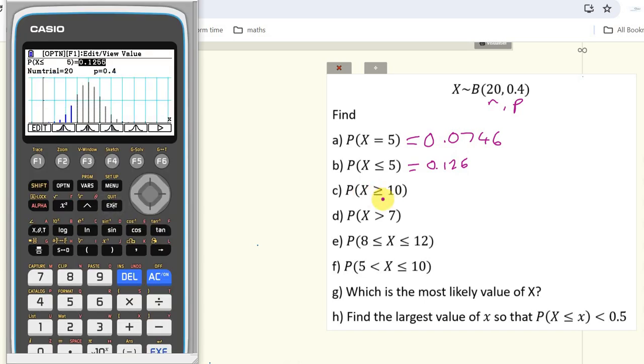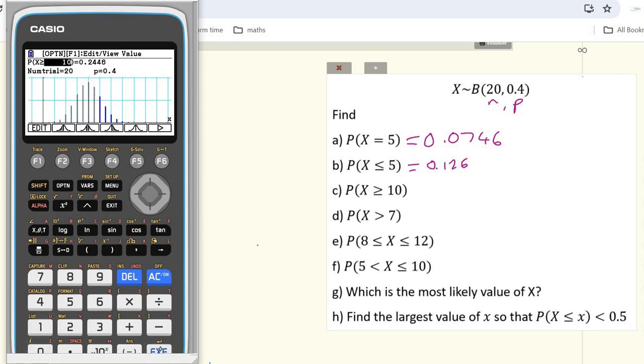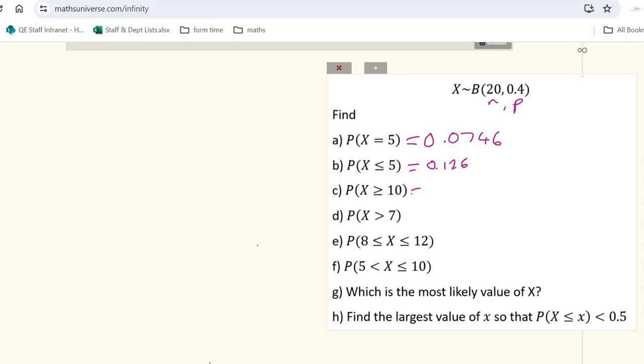Okay, exit that. This time we want to do greater than or equal to 10. So I just choose F4 for the tail there, so I've got greater than or equal to. I need to change that number to 10, and it works out the probability for me. I think I can round that anyway, so 0.245.